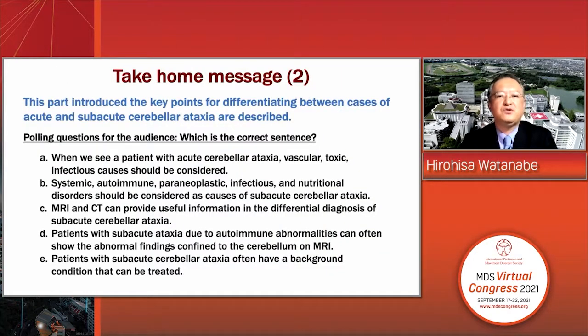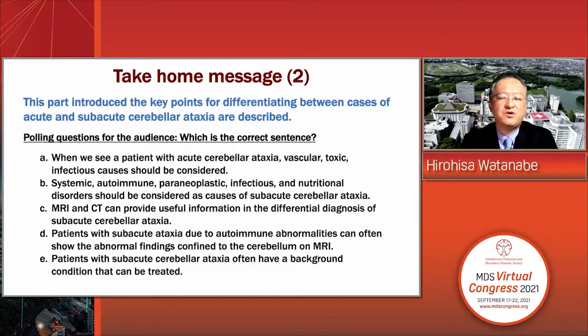This part introduced the key points for differentiating between cases of acute and subacute cerebellar ataxia. Polling question for the audience: which is the correct sentence? When we see a patient with acute cerebellar ataxia, vascular, toxic, and infectious causes should be considered. Systemic, autoimmune, paraneoplastic, infectious, and nutritional disorders should be considered as causes of subacute cerebellar ataxia.